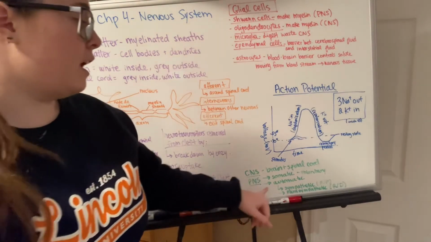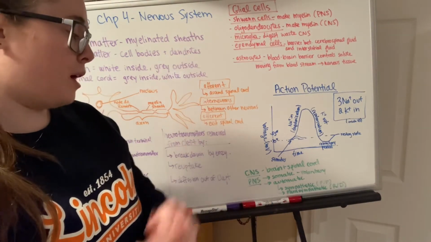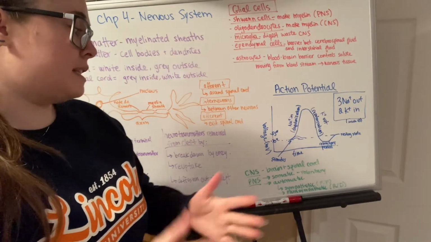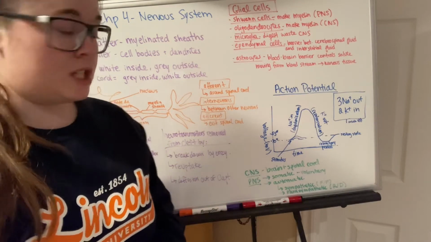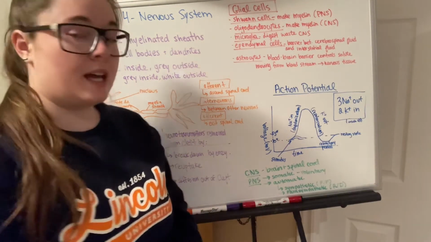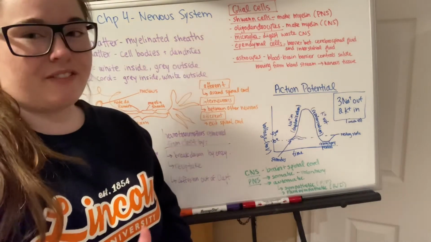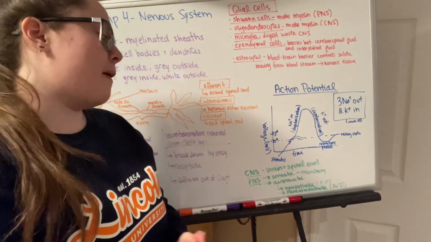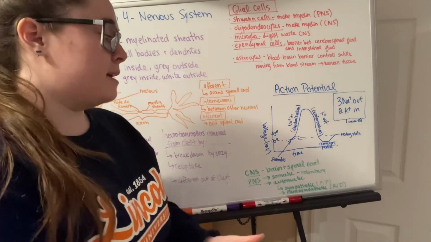And then you have the autonomic part of the nervous system, which deals with the sympathetic or parasympathetic portions. The sympathetic system deals with the fight or flight responses, while the parasympathetic is in control of rest and digest.